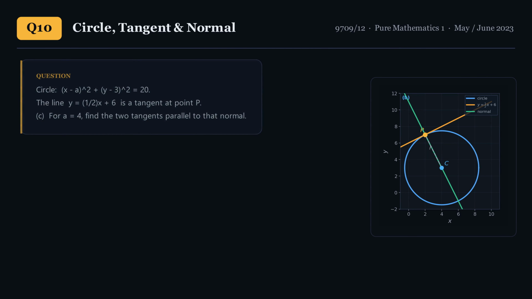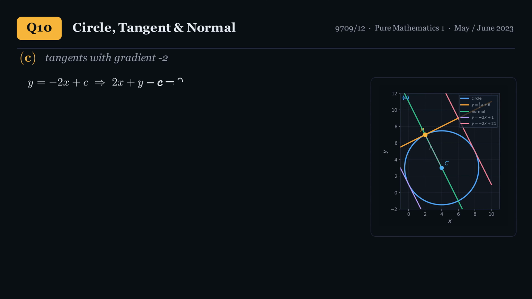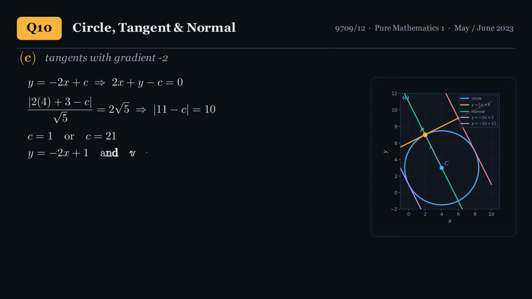Now let's work through the solution step by step. Draw both tangents with gradient minus 2. Each must be distance r from the center. Write y equals minus 2x plus c. Distance from center 4,3 to this line must equal the radius. So c is 1 or 21. The two tangents are y equals minus 2x plus 1 and minus 2x plus 21. Question 10 complete.